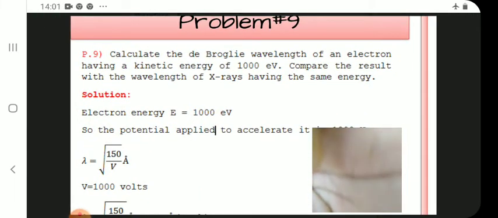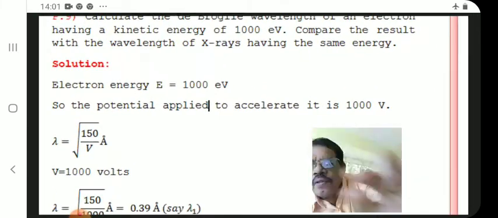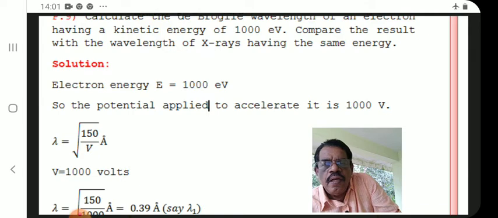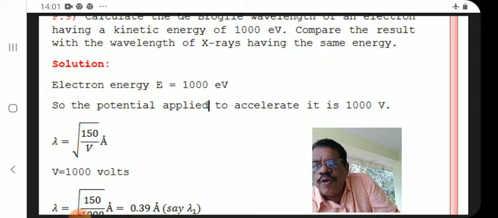So you see the solution. Electron energy is equal to 1000 eV. So the potential applied to accelerate the electron is 1000 volt. You know, eV is the energy acquired by an electron under a potential of 1 volt. So 1000 eV means the potential applied is 1000 volt. So we can use the simple formula.